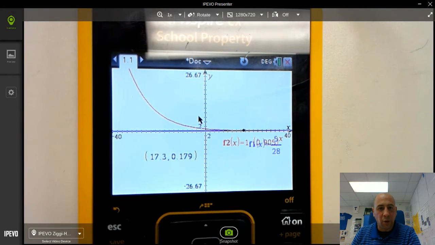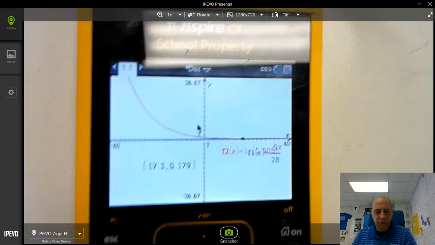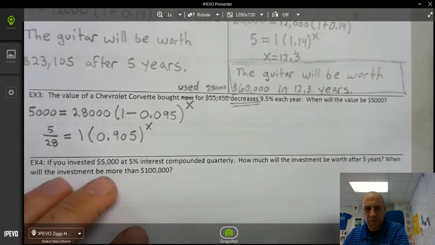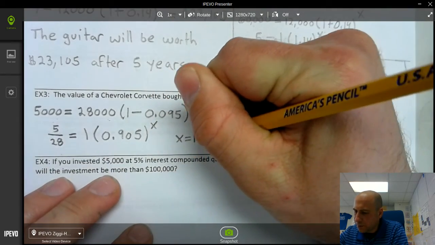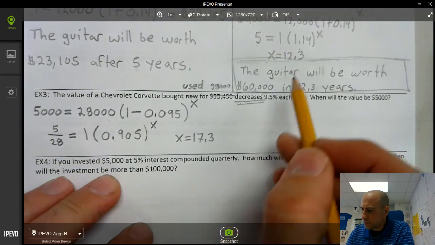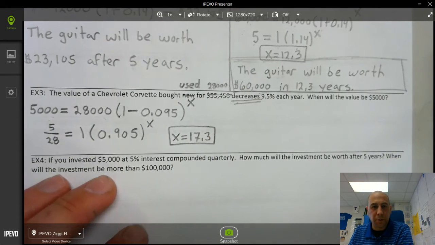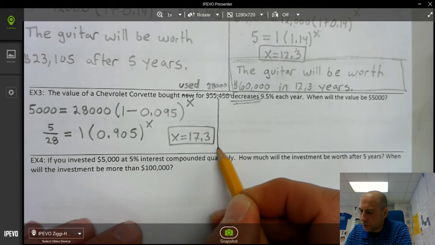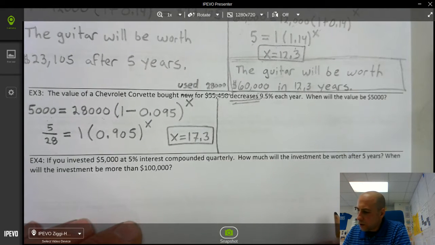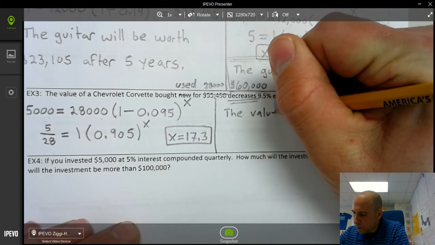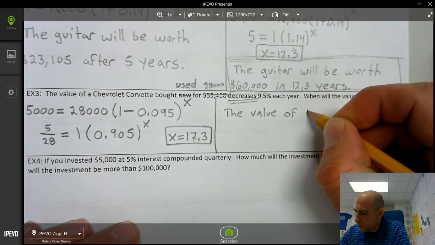Okay. Now remember, whenever you're looking for the intersection, you're only looking for the x value. So x is going to be 17.3, okay? So x equals 17.3. Okay, but remember, whenever you're answering a word problem, you're going to write your conclusions in a sentence. So you'd write the value of the car.